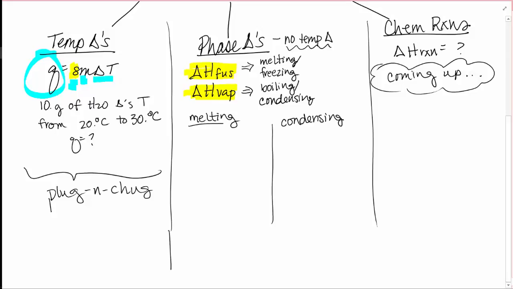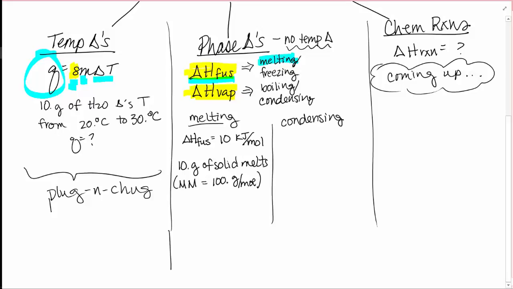So melting. As soon as I see melting, I know that I need to look up a heat of fusion for a substance. So I'm going to say I looked up a heat of fusion for the substance I'm going to write this problem about, and it says 10 kilojoules per mole on the table. And so here's my problem. 10 grams of solid melts. And the molar mass of the solid, to make it easy, is 100 grams per mole. And I want to know, what is Q?